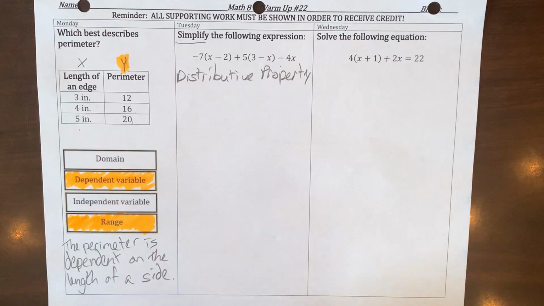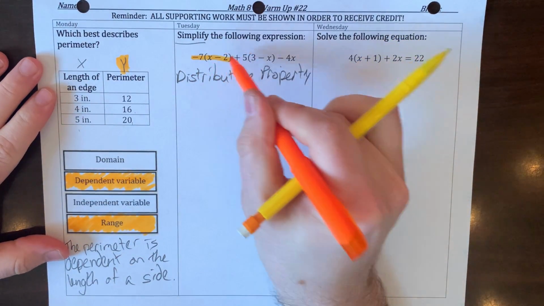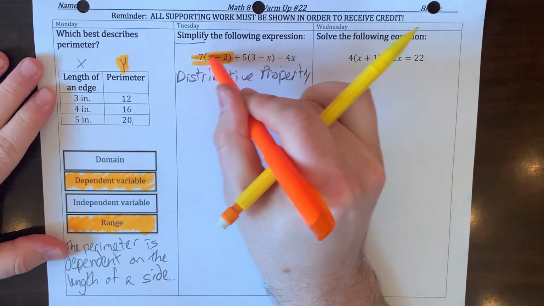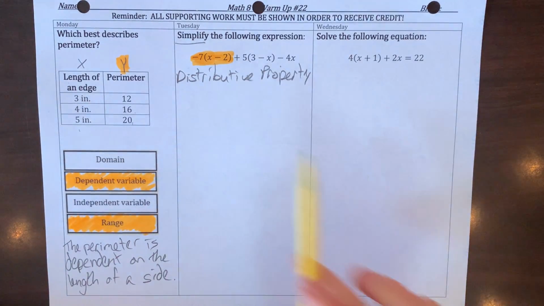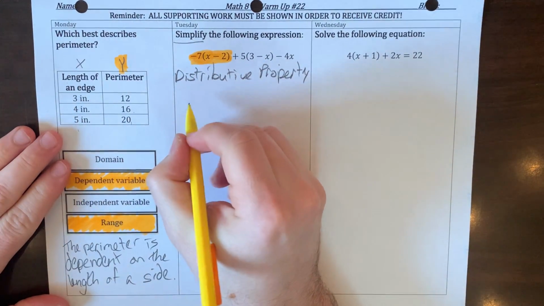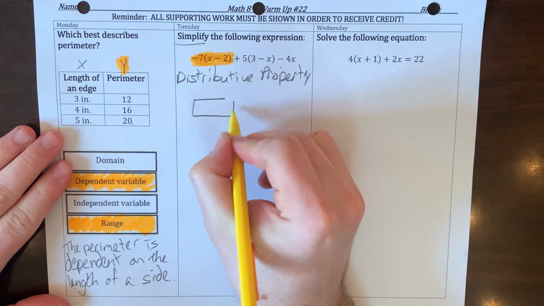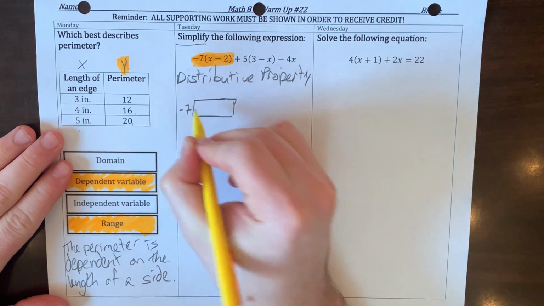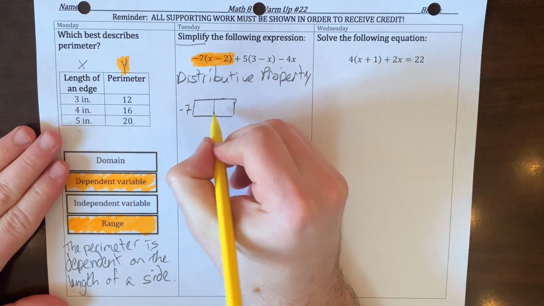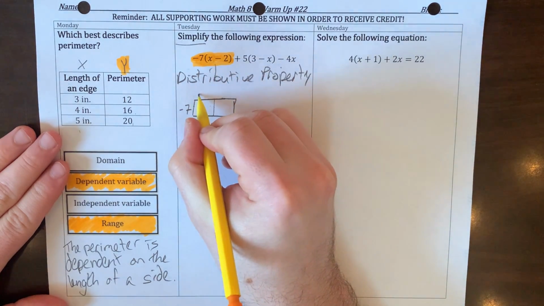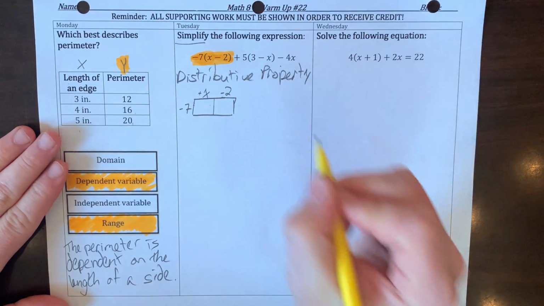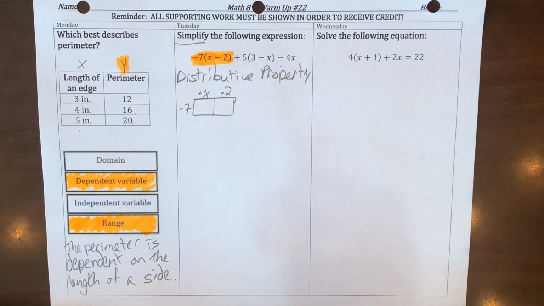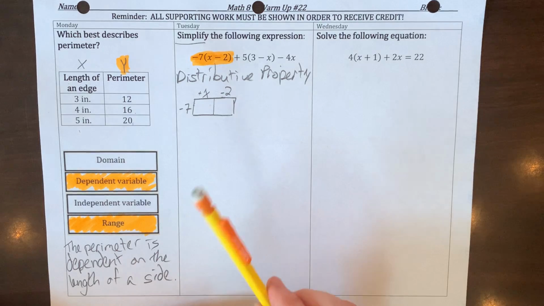What I'm gonna do is take this first value here, this -7 times x minus 2. Again, you want to make sure that you're multiplying each of those terms inside the parentheses by the outside coefficient. So you want to say it like this, set up your box. We have -7 on the outside. We have our inside terms on top, so we have plus x, because that's a positive x, and we have a -2.